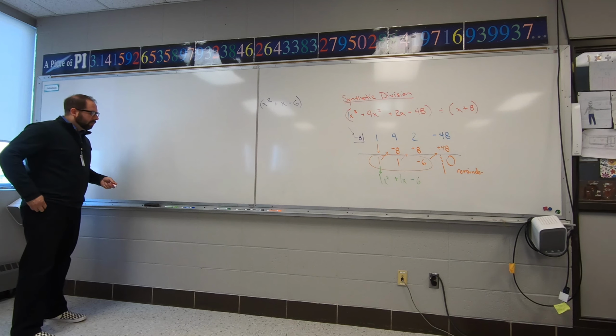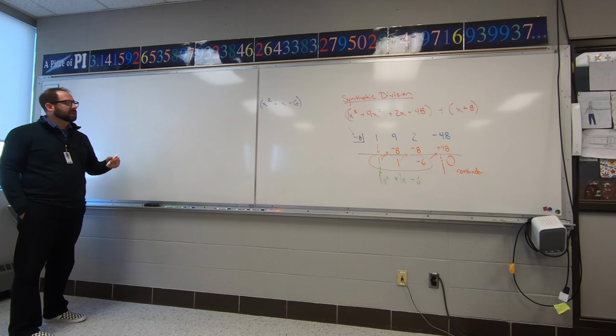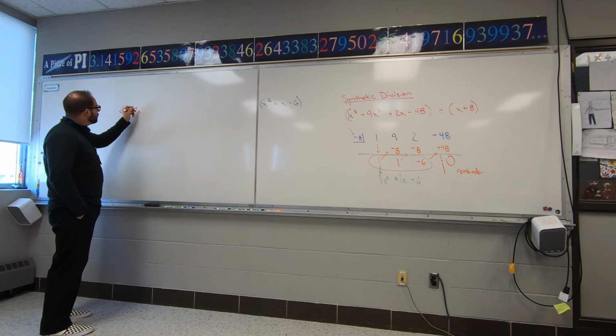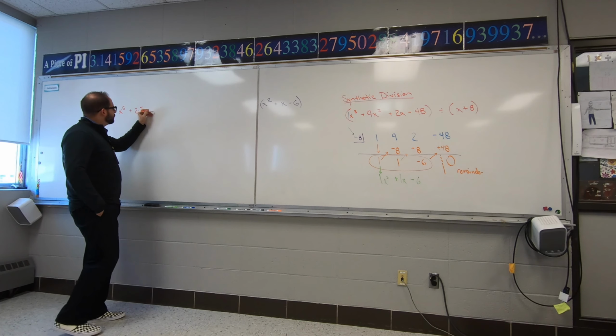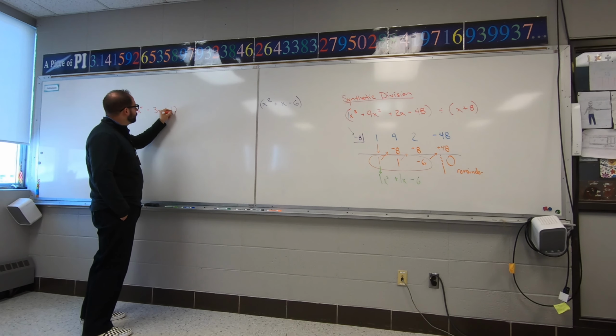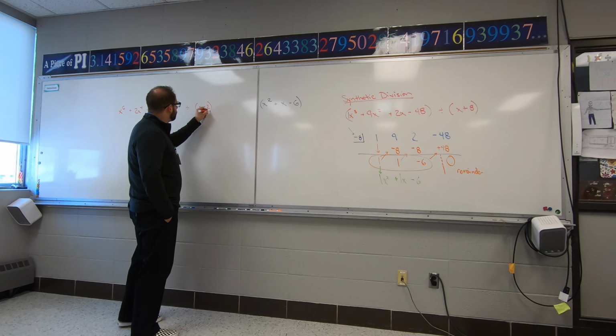All right, let's go through a number. I'm going to make up a problem here. Sorry, it's going to get kind of ugly. We're going to go with x to the 6th plus 2x to the 4th minus 3x plus 10. And we're going to divide this by x plus 2.